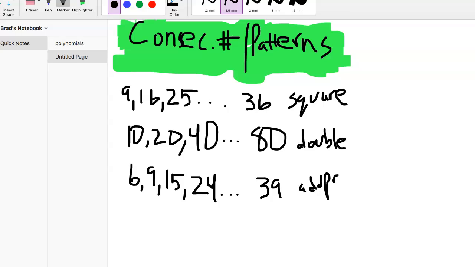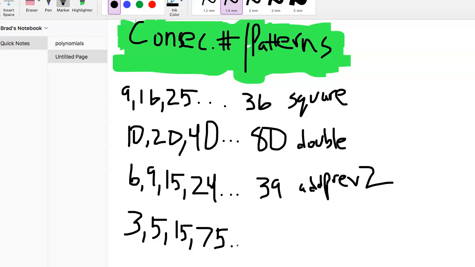Add previous two. Okay, and we've got two more examples here. So adding the previous two, that's a common type of question, and certainly when people look at this, if they're not used to thinking in these terms, it's tricky. Okay, next, 3, 5, 15, 75. Oh man. What are these? What are these wanting us to do?